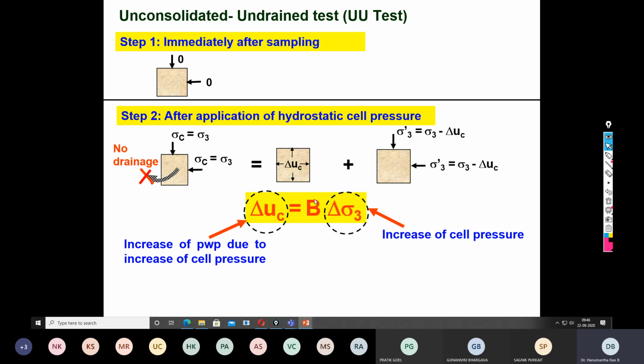Now, why B? You might know that if B is equal to 1, the sample is fully saturated. That means the entire applied confining load is taken by only the water particles. So this is the meaning of B equals 1. As you decrease the value of B, what happens to the pore water pressure? It becomes less and less.